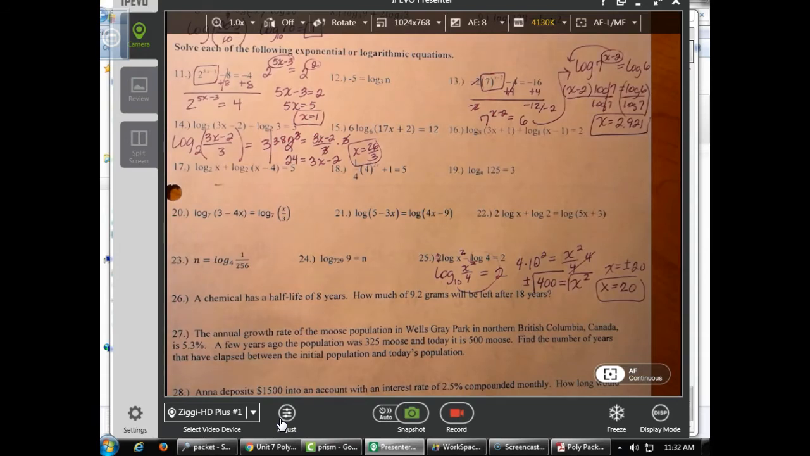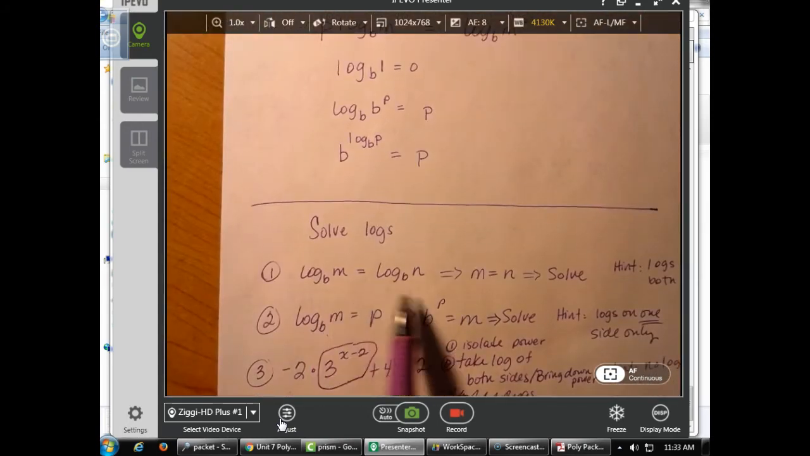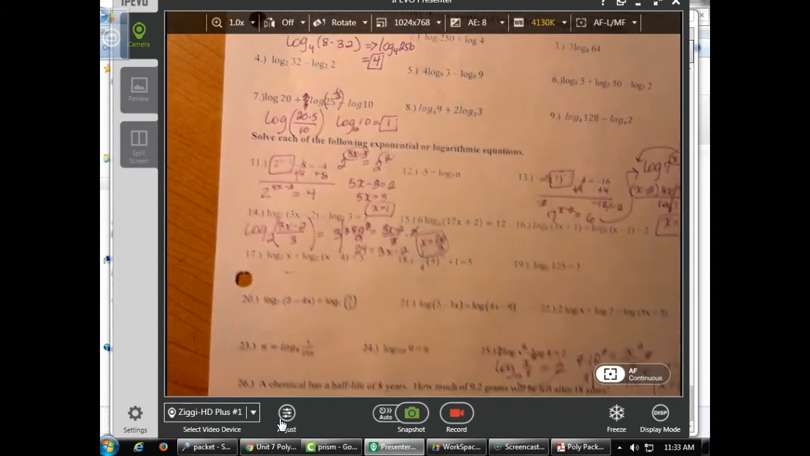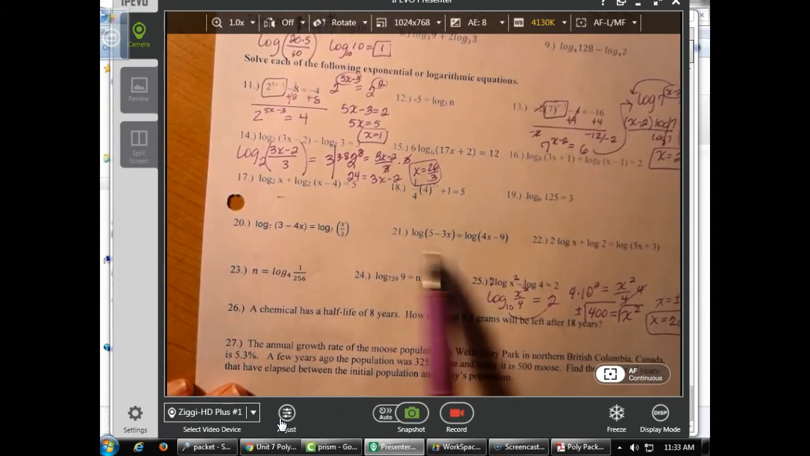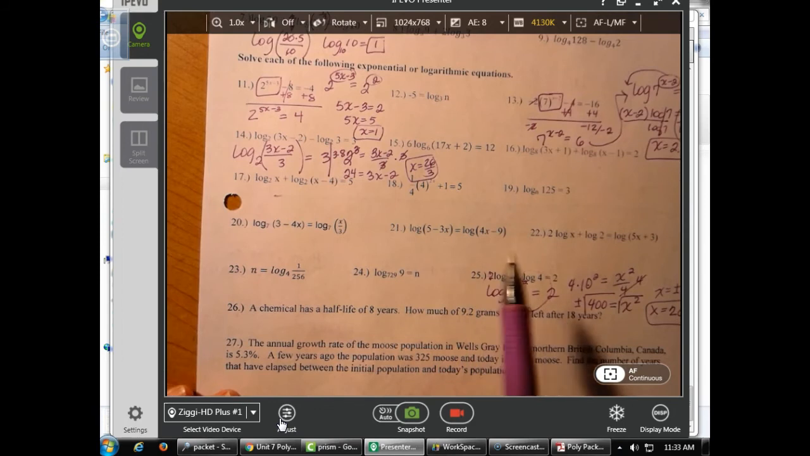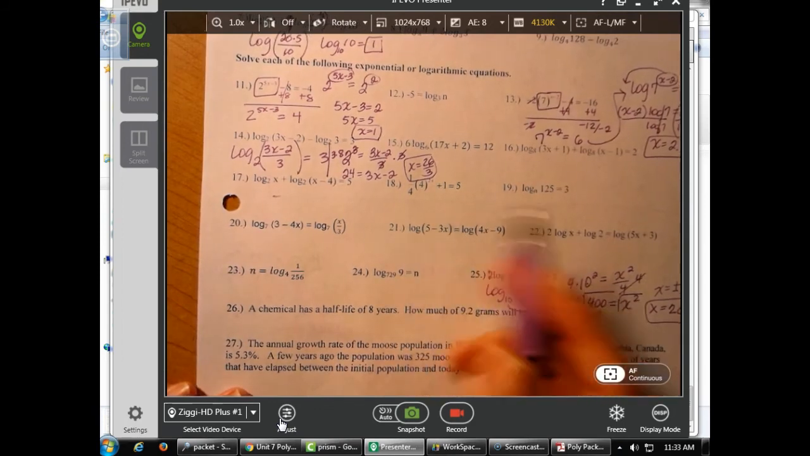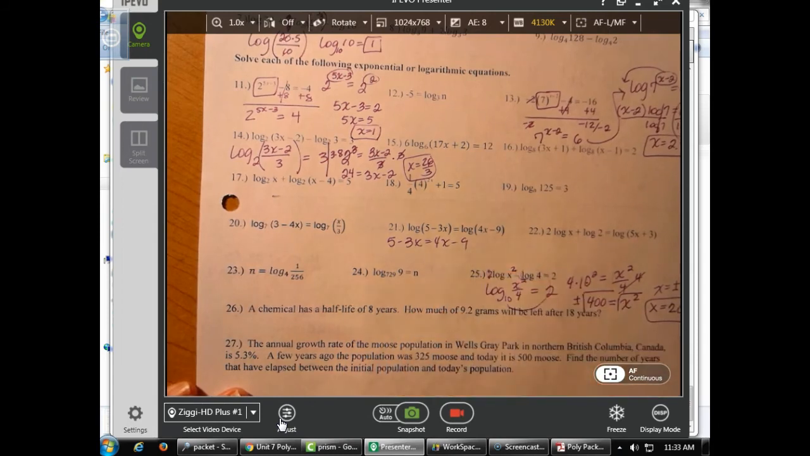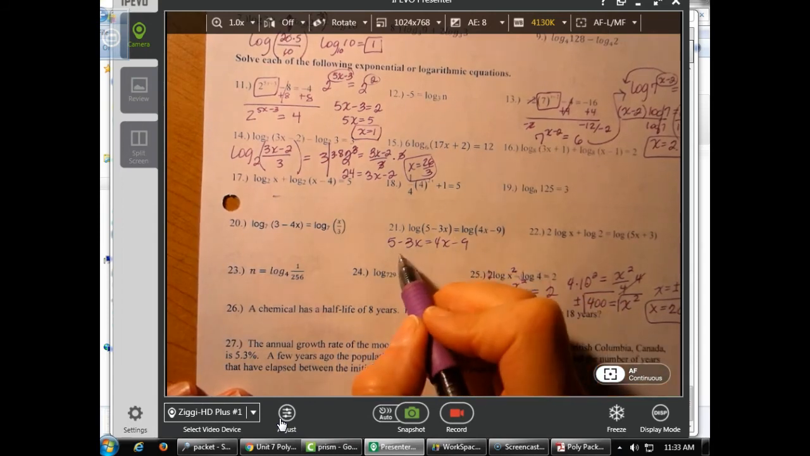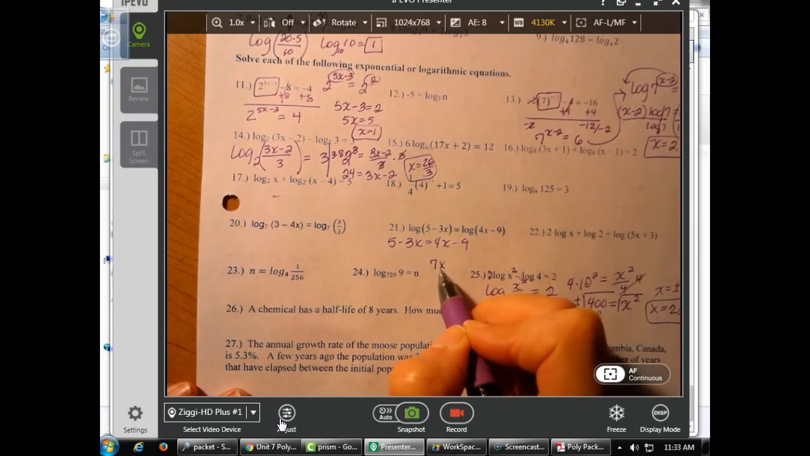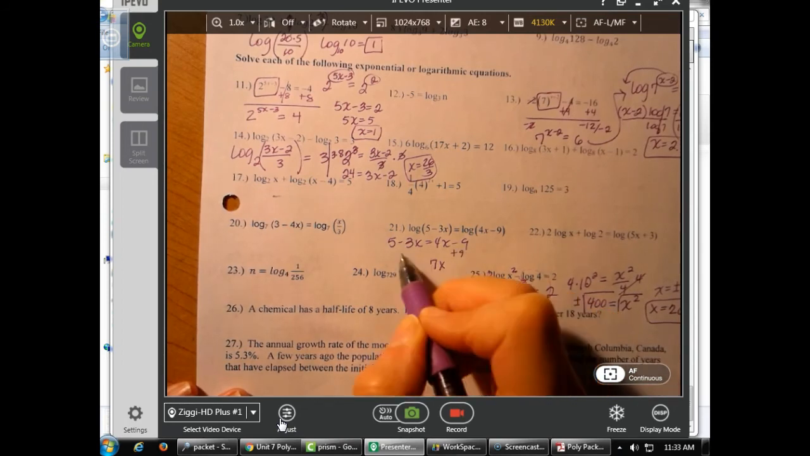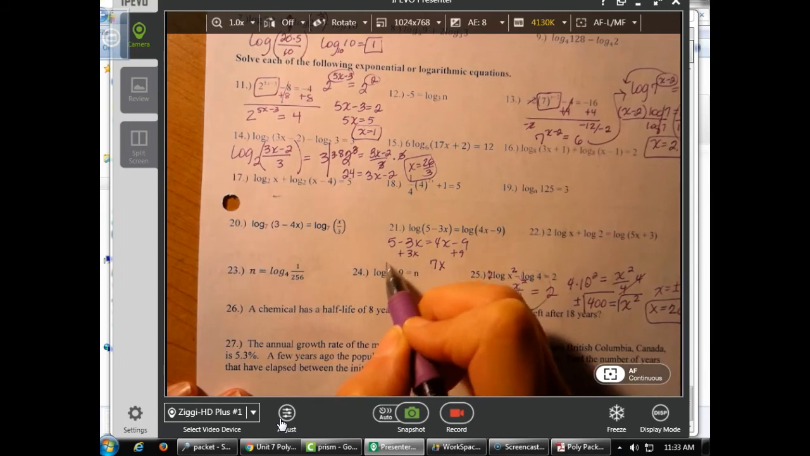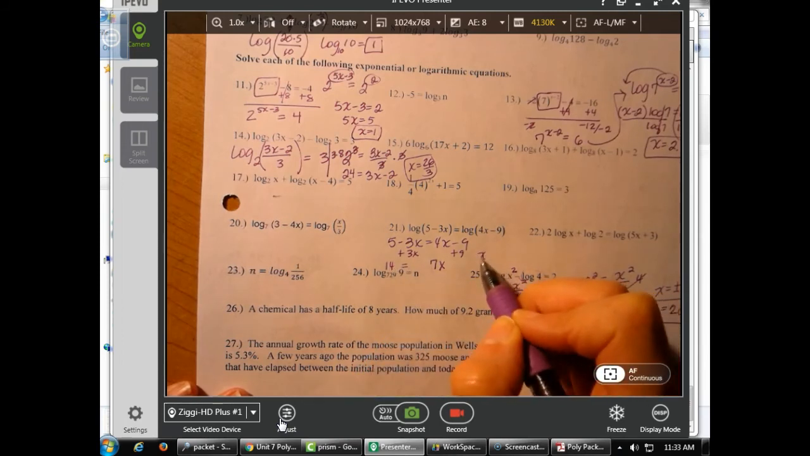So I've done a couple from 2 different families. Let's do some from this one where we have a log equal to a log. That would be ones like number 21. And that one is already set up nicely for you. So it's 1 log equal 1 log. So I just say 5 minus 3x is equal to 4x minus 9. And you literally solve from right there. So I'd add 3x to both sides, getting 7x there, and I would add 9 to both sides. So then I get 14, and then x is going to be a 2.